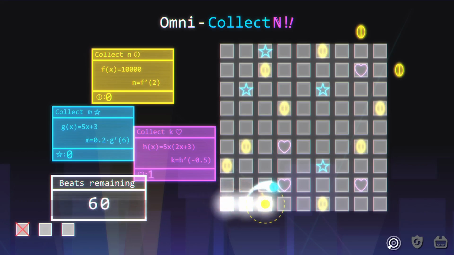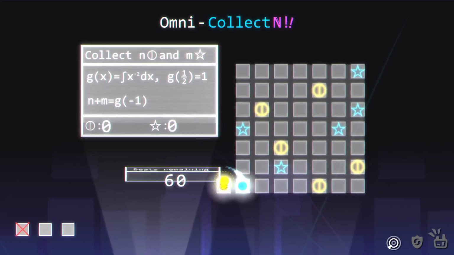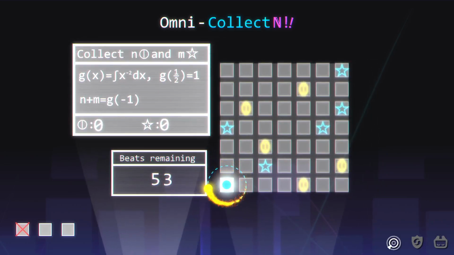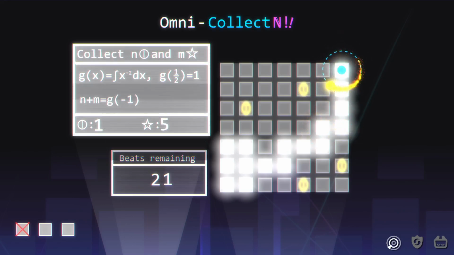Hold on. I had the wrong thing selected. Yeah, I'm double checking my stuff. G of x is the integral of that. So I already evaluated the integral, which is g of x plus c. Already solved for the initial constant. So I'm gonna assume m is the constant, which means I need 5 stars. I'm gonna assume it means I need 5 stars, but I have no idea.